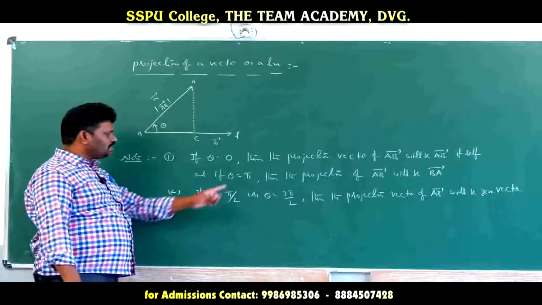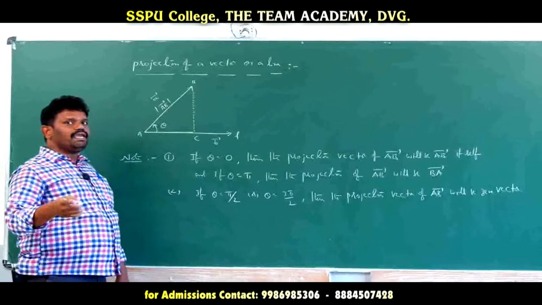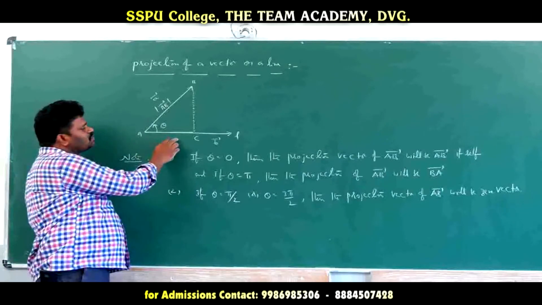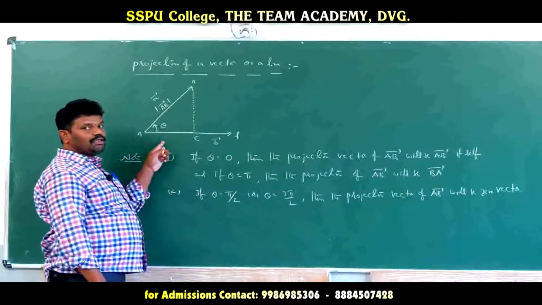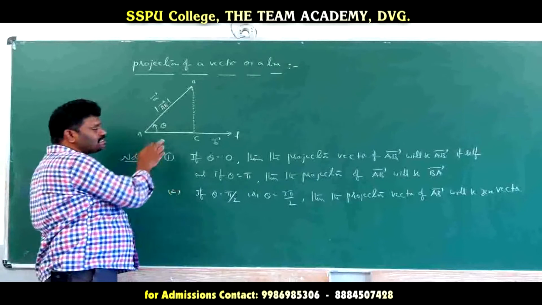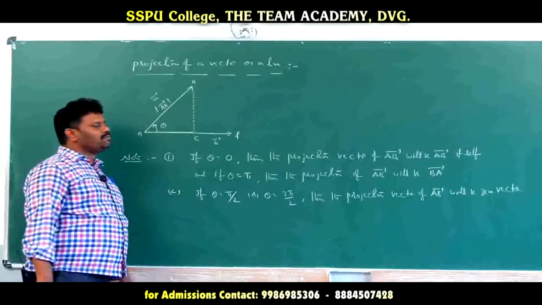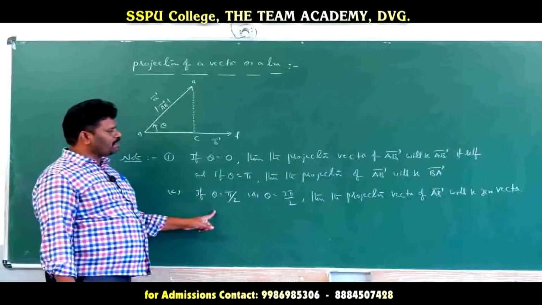Otherwise, if theta is equal to pi, then the projection of AB will be BA. Why? Because it is magnitude of AB into cos theta. When theta is 0, cos theta is 1, so it is AB only. When theta is pi, the value becomes negative; we change the direction, AB becomes BA, and that is positive. That is why the value changes with theta. Otherwise, theta is equal to pi by 2 and 3 pi by 2.